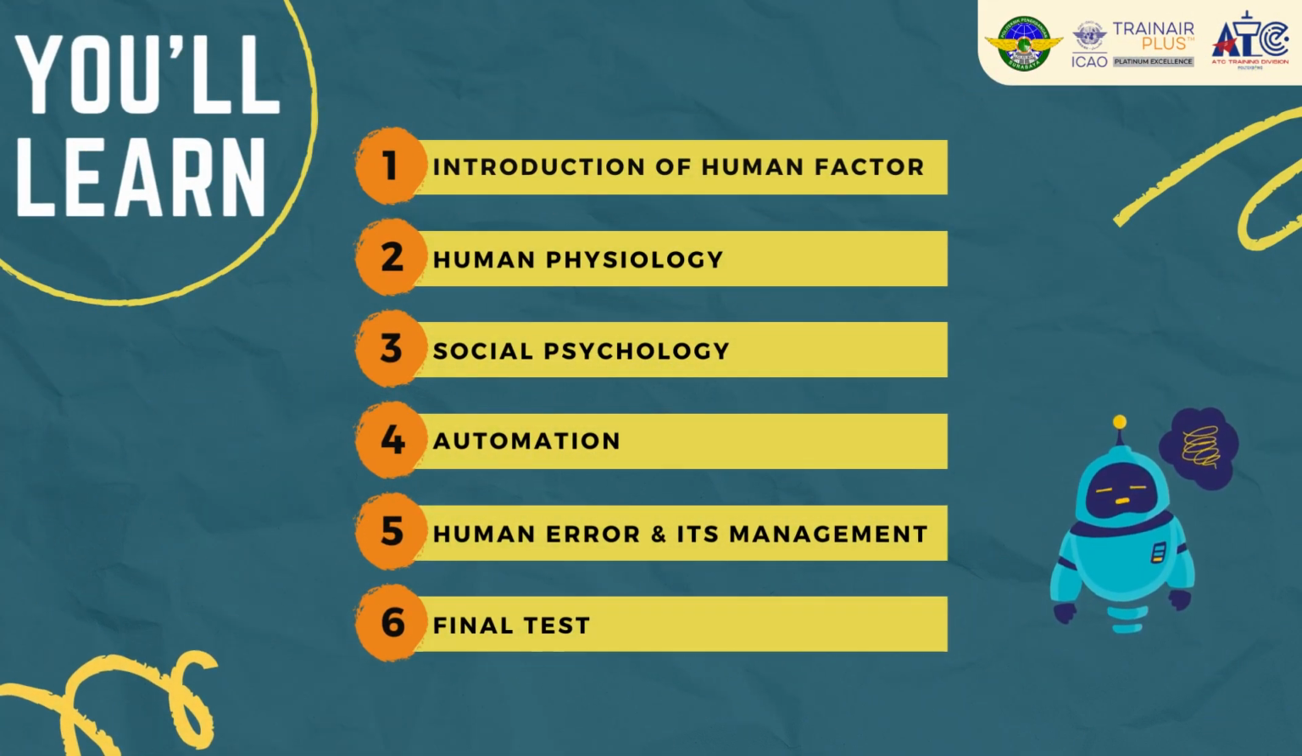In this course, you will learn: 1. Introduction of human factor. This unit will provide explanation about human factor and conceptual model of human factor. 2. Human physiology. This unit will describe the nature of human and its physiological work condition. 3. Social psychology. This unit will provide explanation about social psychology. 4. Automation. This unit will describe the development of automation that can have an impact on human factors. 5. Human error and its management. This unit will define human errors and how they affect human performance and how to manage the condition.